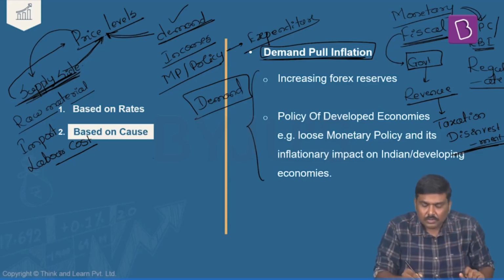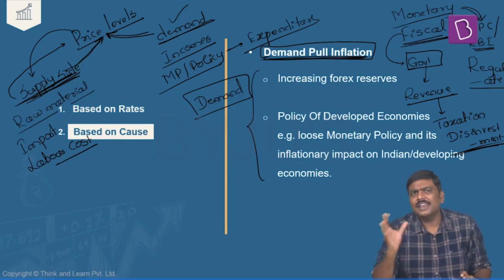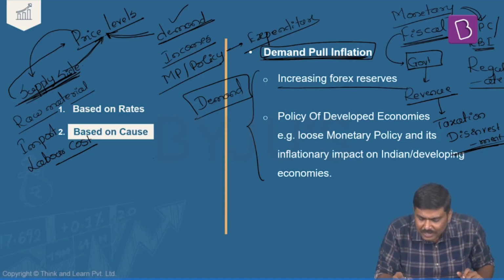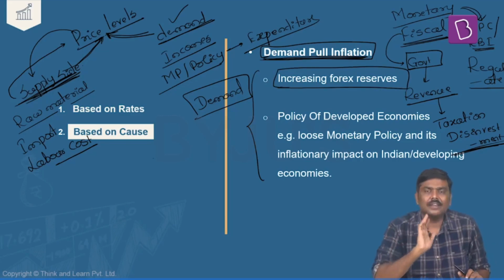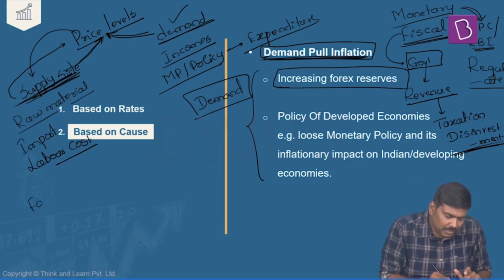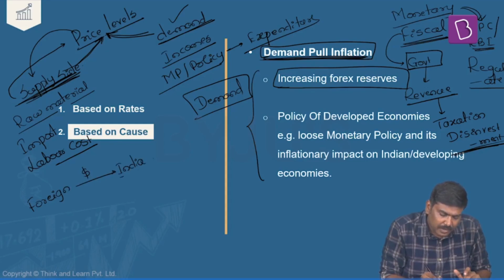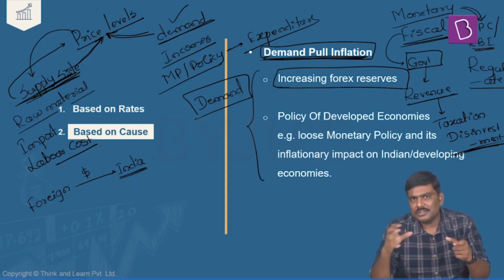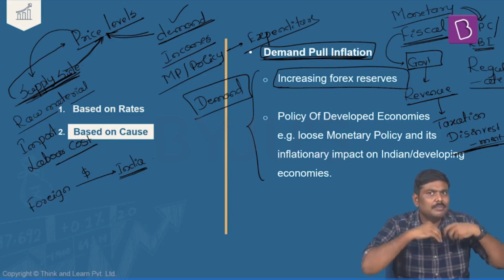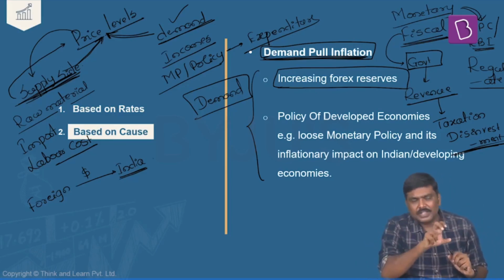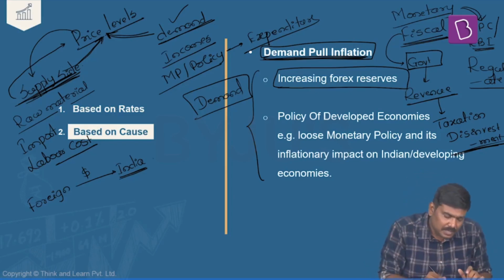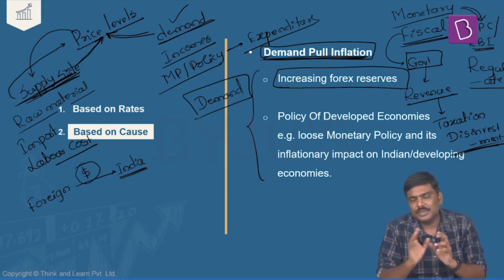Now, for example, why is there a demand pull inflation in any economy? First, I've written increasing forex reserves. Now, what is the idea here? Understand the concept very, very carefully. Imagine here is a foreign company. This particular foreign company will bring in dollars to invest in India. Is it okay? This particular foreign company will bring in dollars to invest in India. For example, they want to set up a manufacturing facility in India. But whenever they bring in dollars, follow this, whenever they bring in dollars, please understand they cannot invest dollars in the domestic market.